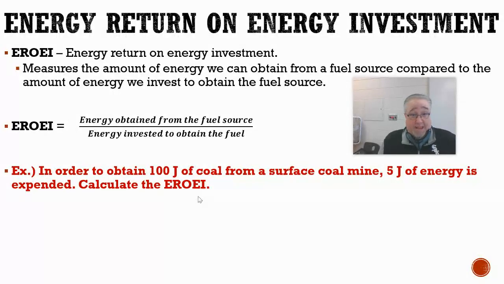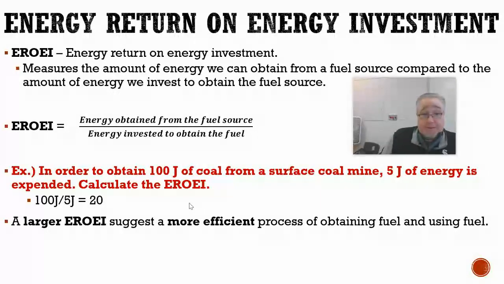So if we want to calculate the EROEI, all you have to do is a division problem, right? 100 joules, the energy obtained from the fuel source, divided by 5 joules, the energy invested to obtain the fuel. If you divide those two things, you get this number, 20. You might be like, well, what does that number mean? Well, this number is relative. We use it to compare to other fuel sources and what their EROEIs are.